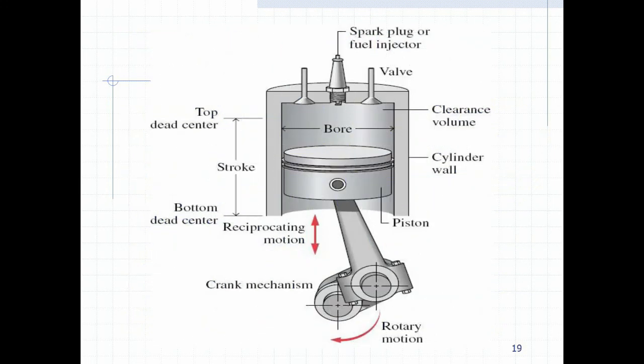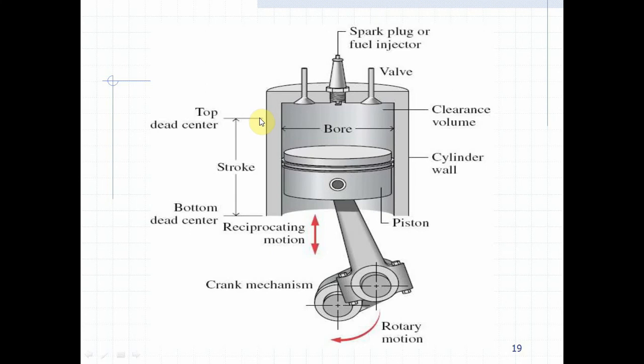The figure shows a piston-cylinder mechanism, where this is the cylinder wall, and this is the clearance volume present above the top dead center, below the cylinder head. These are the inlet valve and the exhaust valve. Through the inlet, the air-fuel mixture enters the cylinder and the hot gases are taken out through the exhaust. This is the spark plug in the case of an SI engine, and in the case of a CI engine it acts as a fuel injector.